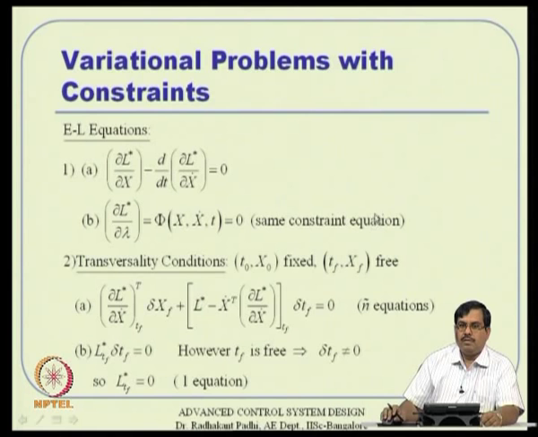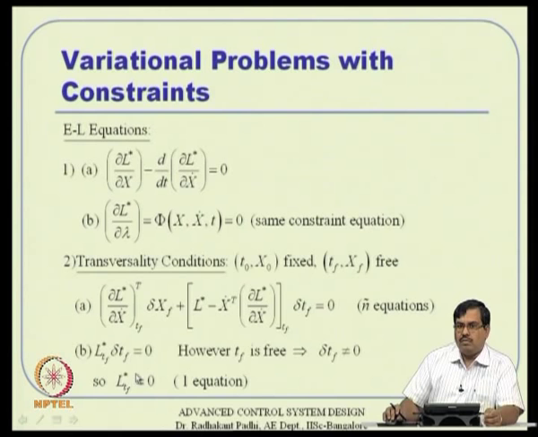We do not have to account for it separately. Once you do the necessary condition of optimality and plug in there, essentially the same condition pops up again. Similarly, for the transversality condition, you take t0 and x0 fixed and tf and xf free, let us say. Then you are dealing with something like this, and it is only applied at tf, both the terms. If tf is also free, then in addition to that we will get something like this.